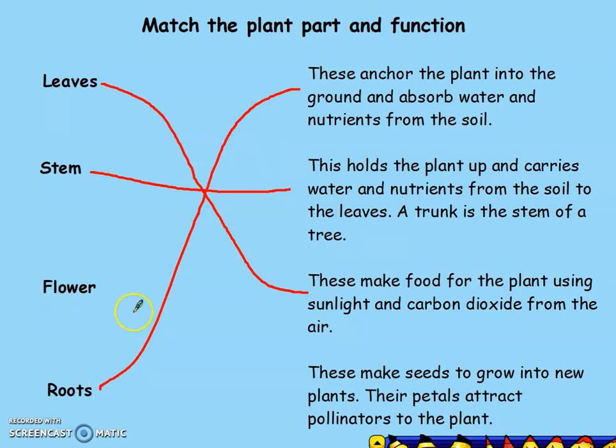So finally, the flower must be, they make seeds to grow into new plants. Their petals attract pollinators to the plants. And we know that flowers attract bees and insects to carry pollen between the plants. Well done if you got those right.